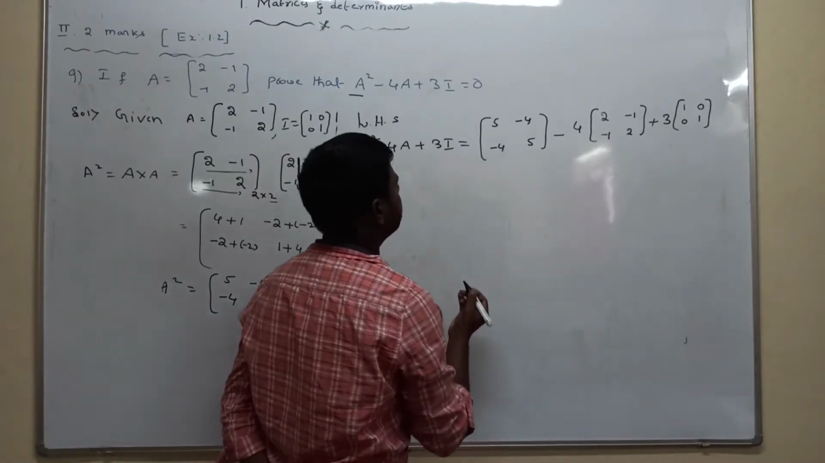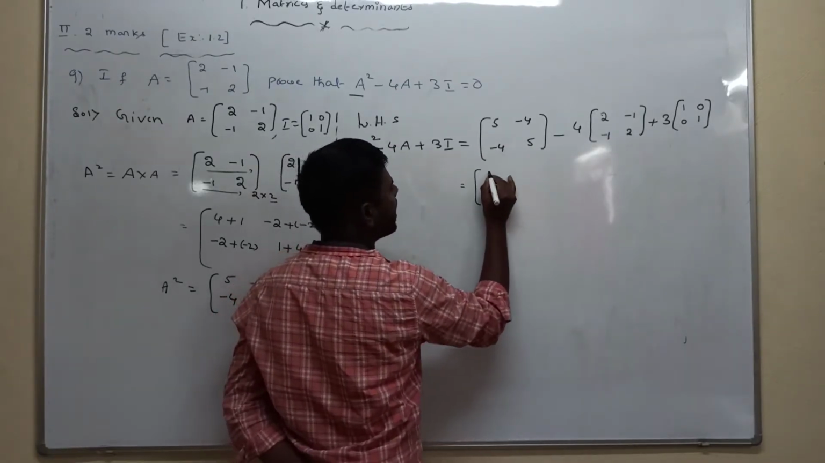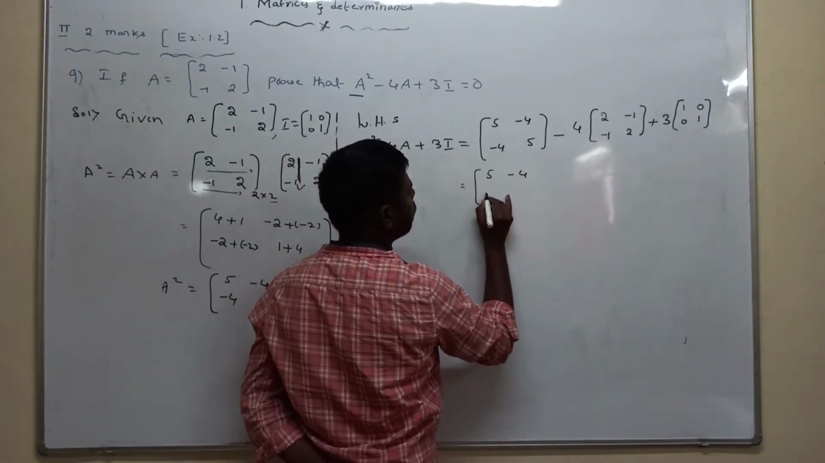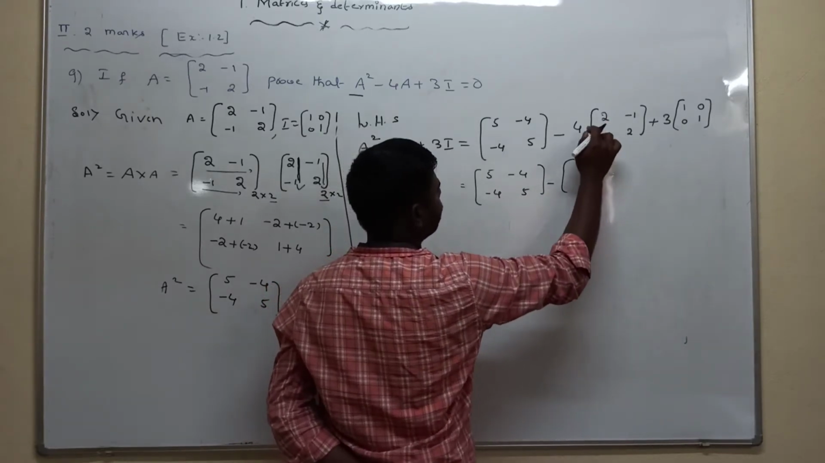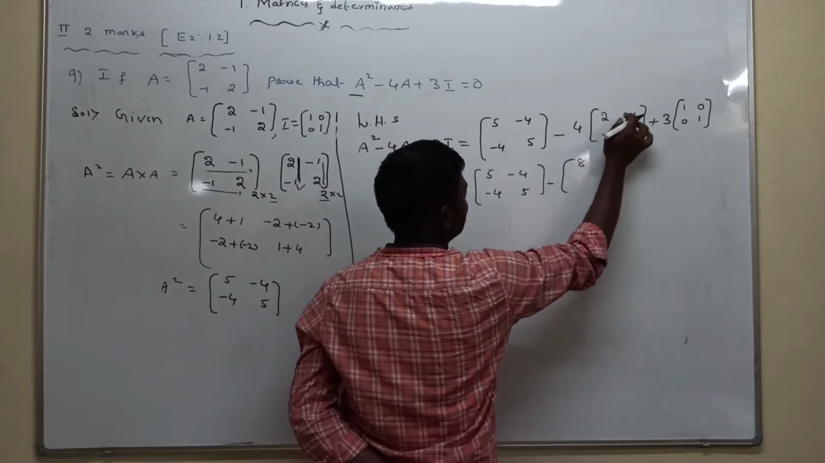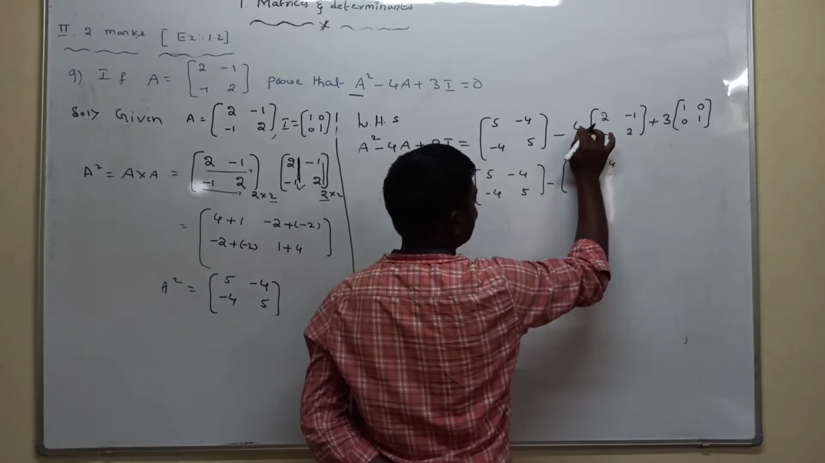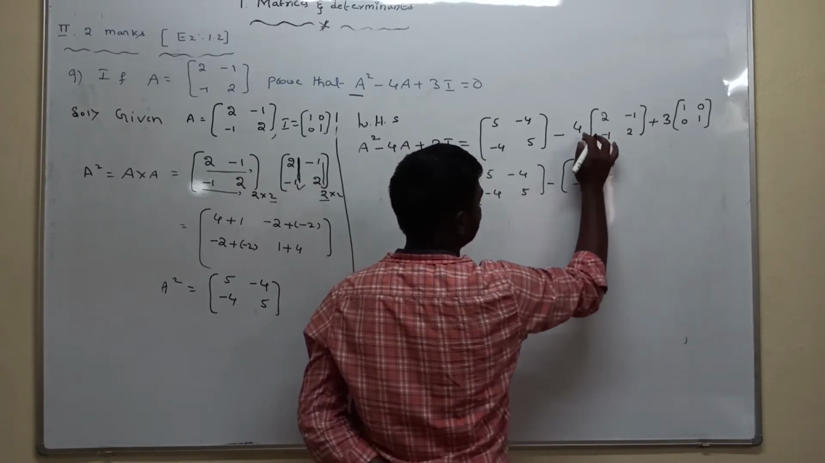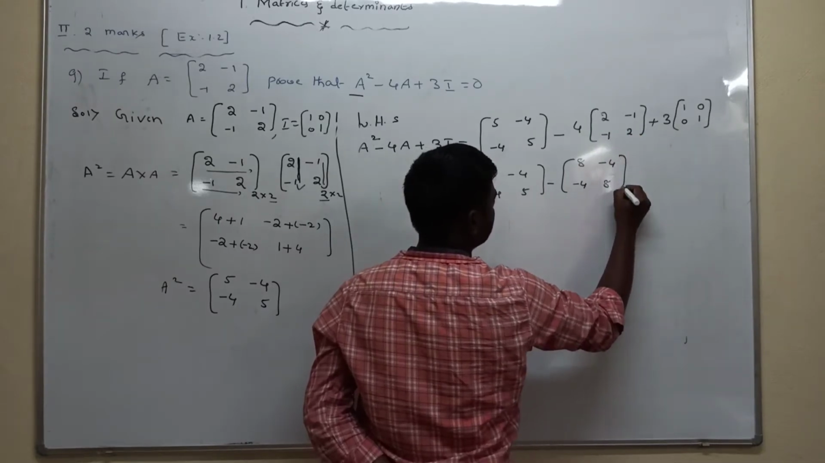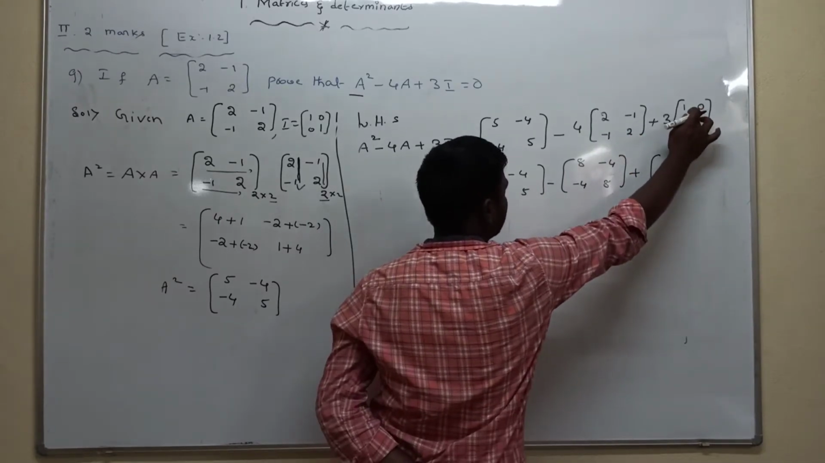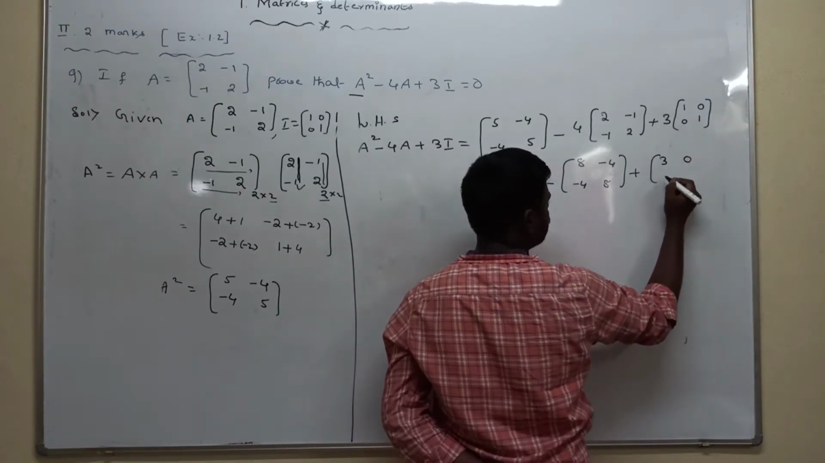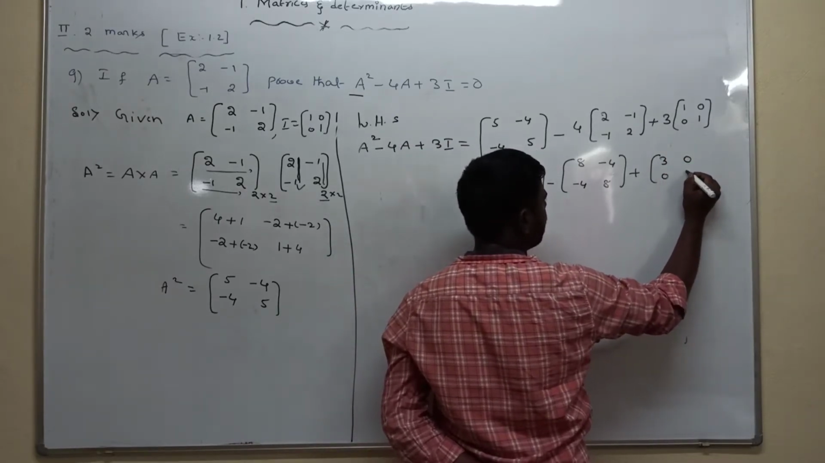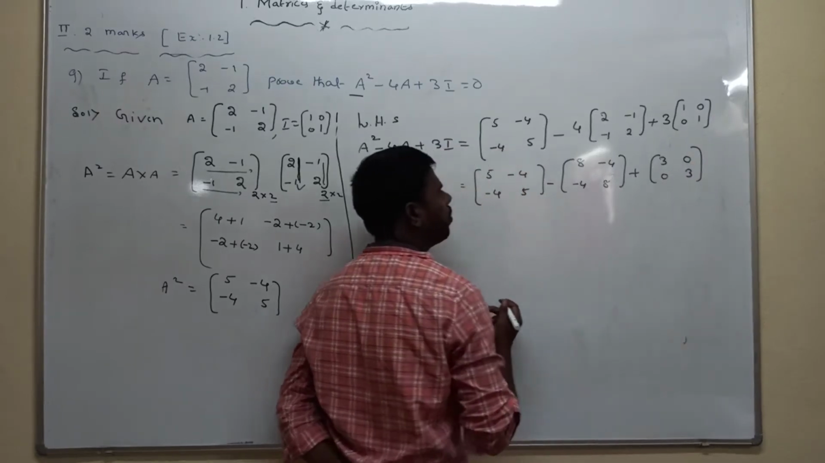Now simplify this. The matrix stays as it is, [5 minus 4; minus 4 5]. Each number is multiplied by 4: 4 into 2 is 8, 4 into minus 1 is minus 4, 4 into minus 1 is minus 4, 4 into 2 is 8. Plus the identity matrix, each number multiplied by 3: 3 into 1 is 3, 3 into 0 is 0, 3 into 0 is 0, 3 into 1 is 3.